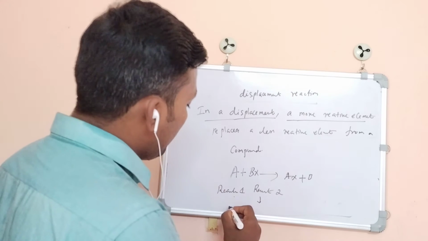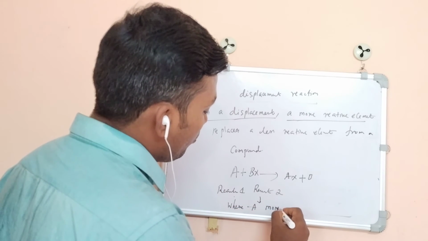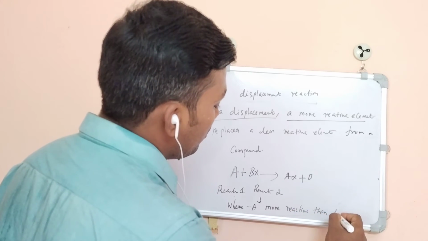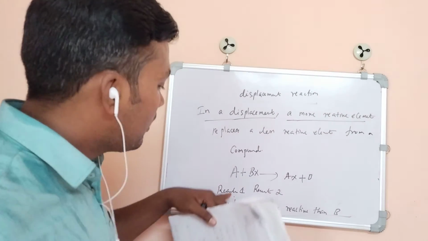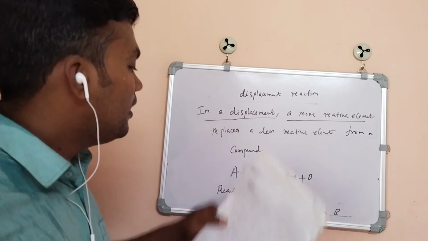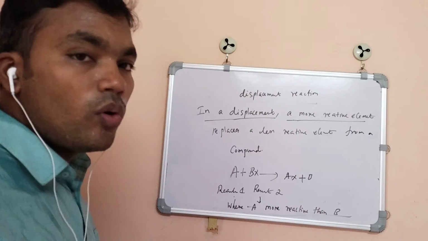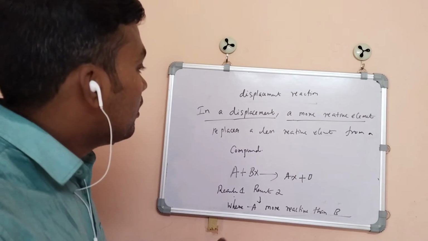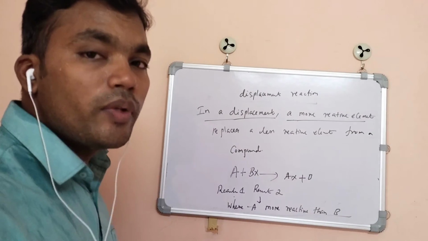Here, where A is more reactive than B. That means here the reactant 2. In this case, A reactant is more reactive than BX. Okay, this type of reaction can be called a displacement reaction. In displacement reaction, a more reactive element replaces less reactive element from a compound.